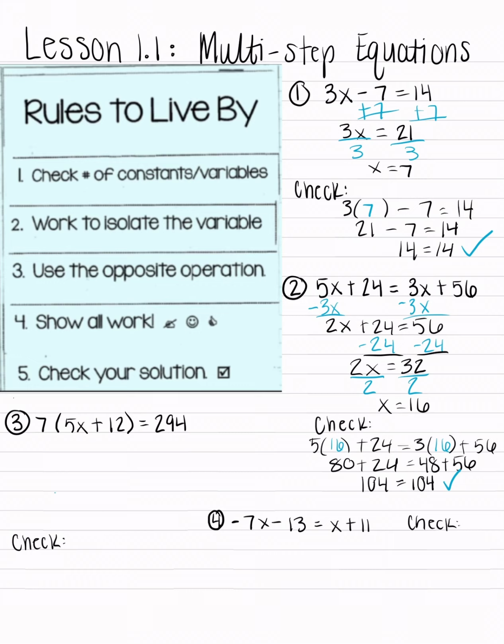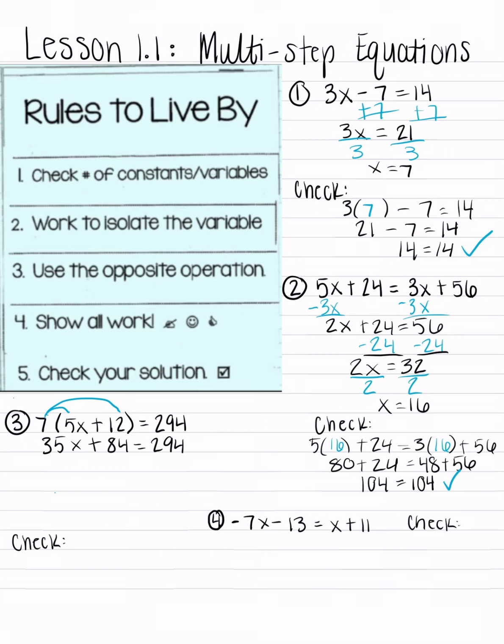So remember, when you have parentheses like this, you have to multiply the 7 by each thing on the inside of the parentheses. So 7 times 5x is 35x. 7 times 12 is 84 equals 294. Okay, so then I'm just solving for x the same way.